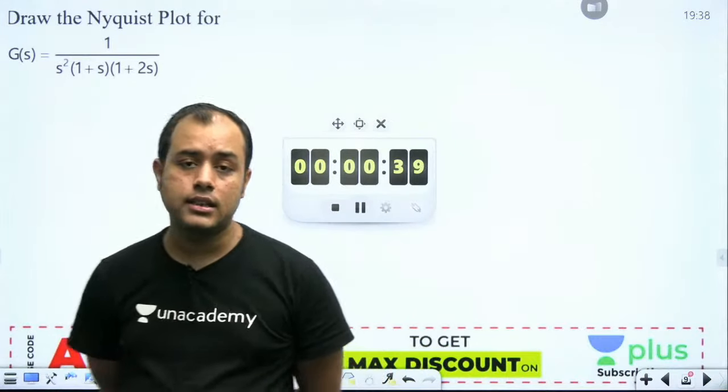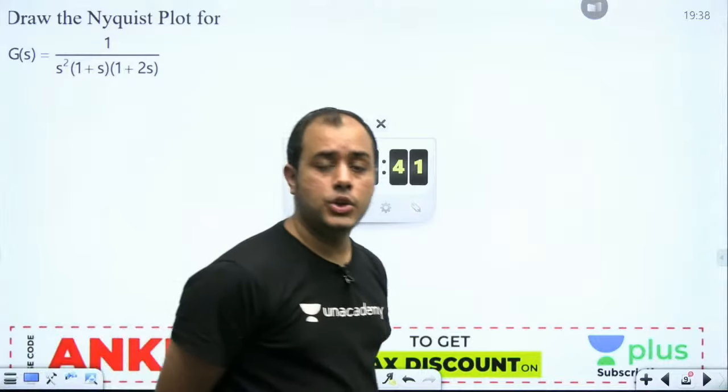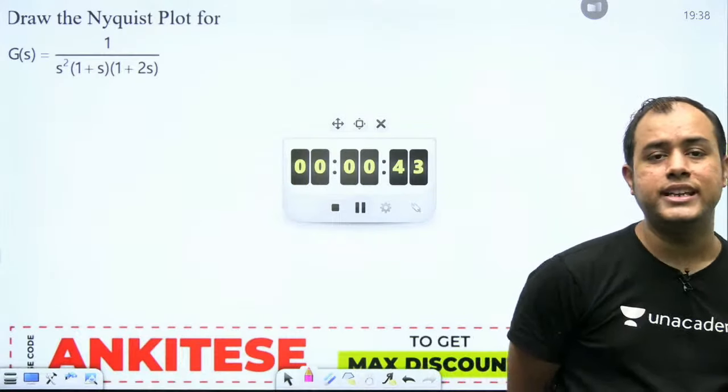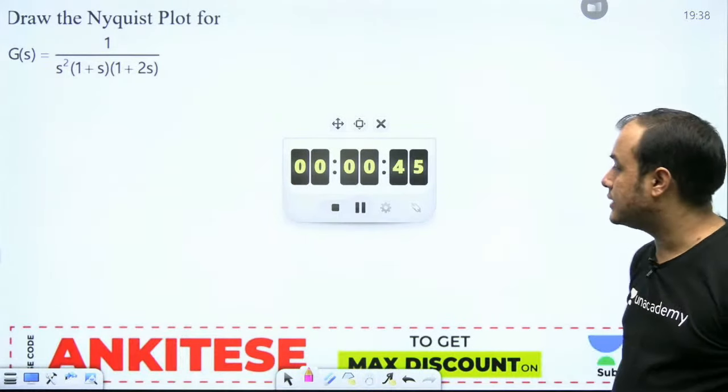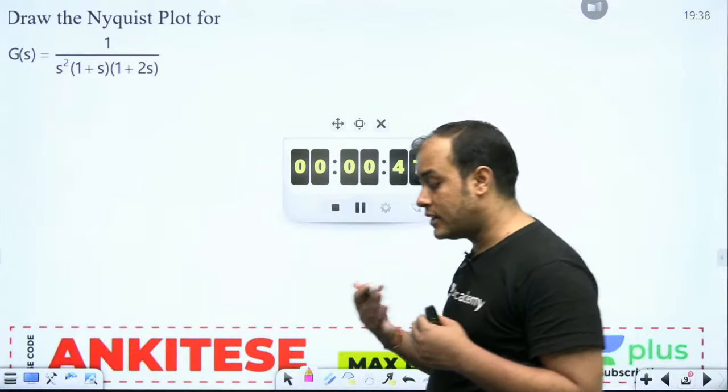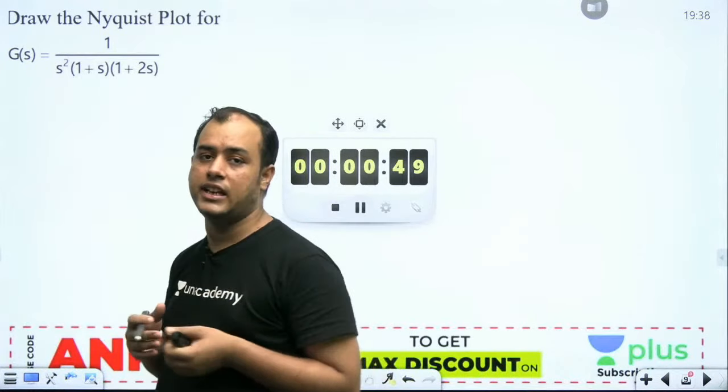I believe now the determination of stability using the polar plot is clear to each and everybody, because that is one of the concepts that is not very trivial.